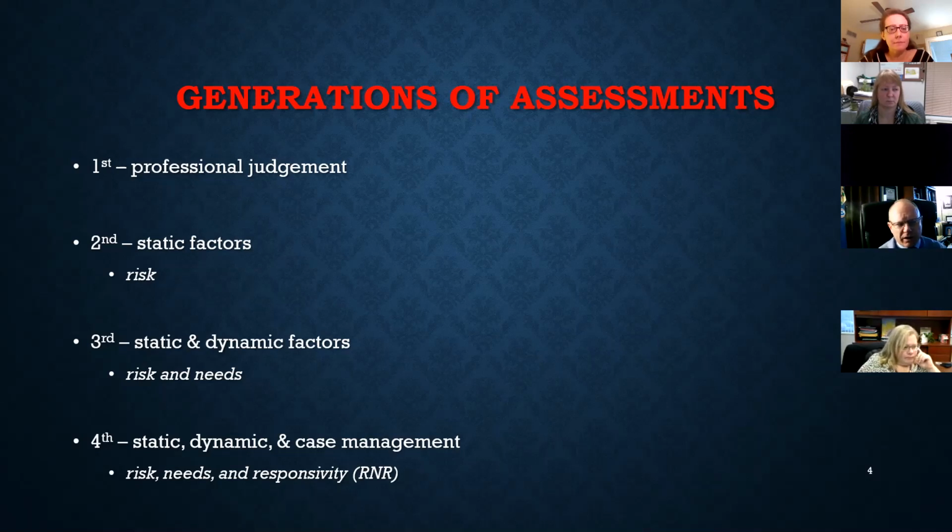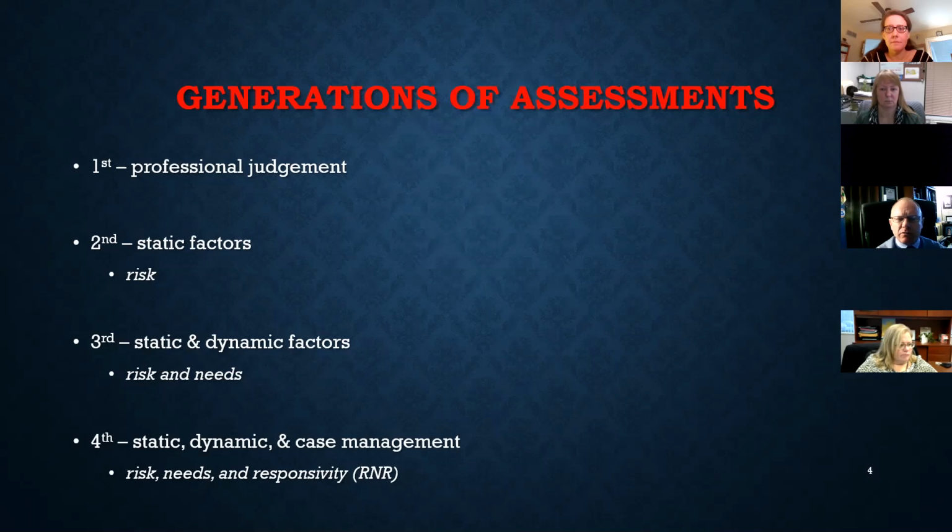And then your fourth generation, which we're using in Dauphin County, which is the ORAS, the Ohio Risk Assessment System. It looks at static, dynamic, and case management systems. So when you look at fourth generation tools, they're a more multi-theory approach through the research. They tend to be gender specific at times. The ORAS is, and we'll touch base a little bit on that.